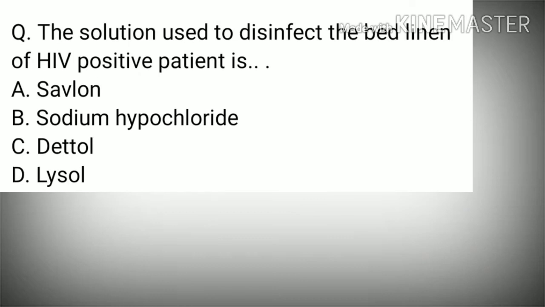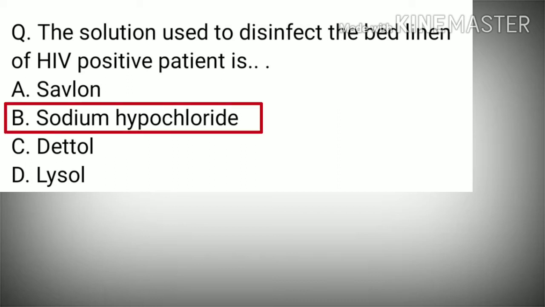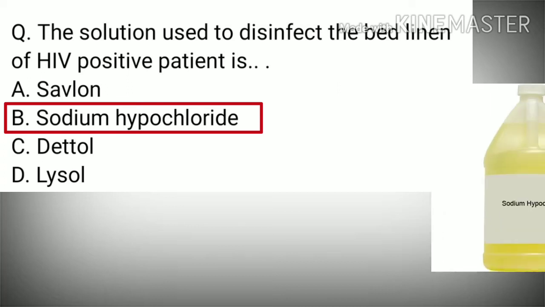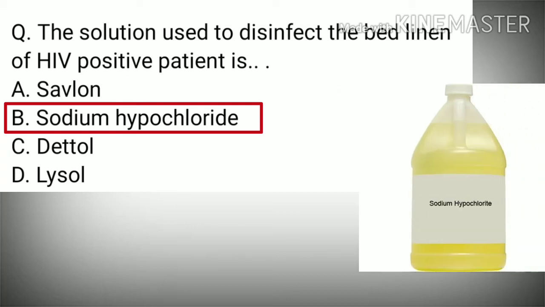The solution used to disinfect the bed linen of an HIV positive patient is A. Savlon, B. Sodium hypochlorite, C. Dettol, D. Lysol. And the right answer is B. Sodium hypochlorite. Sodium hypochlorite is most frequently used as a disinfecting agent. It is a broad spectrum disinfectant that is effective for the disinfection of virus, bacteria, fungus and mycobacterium.